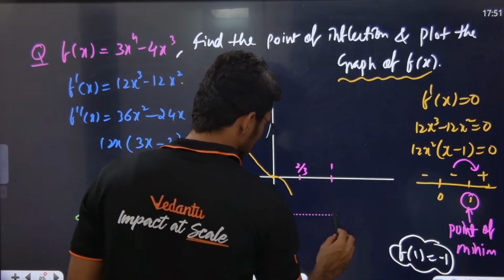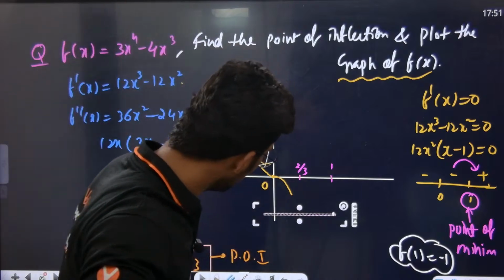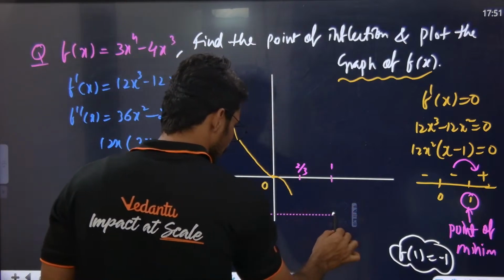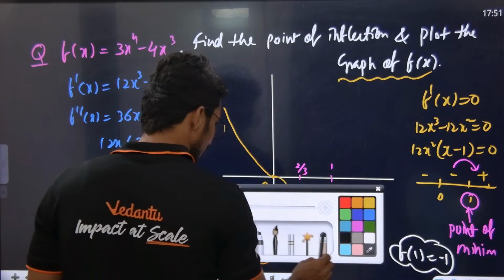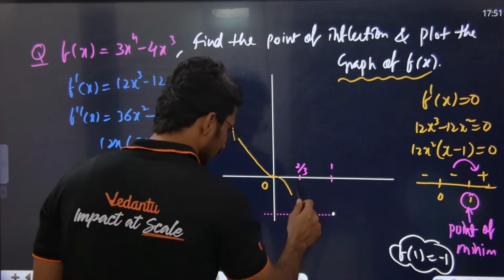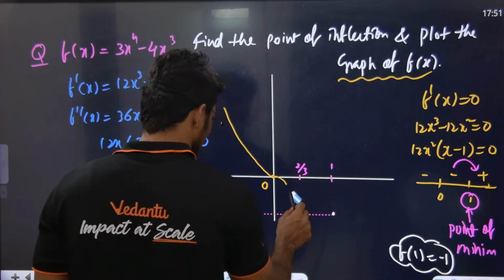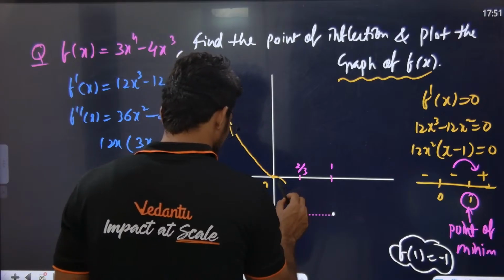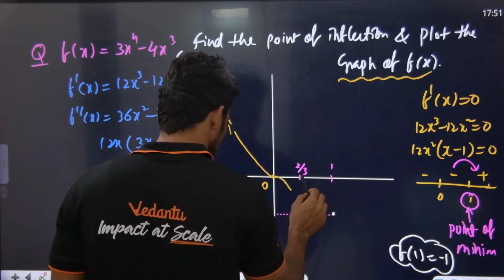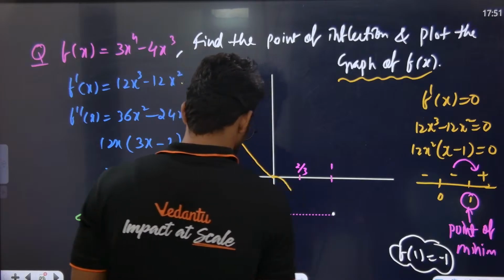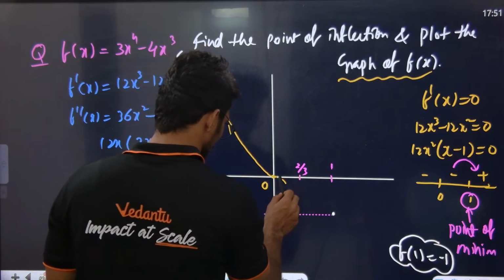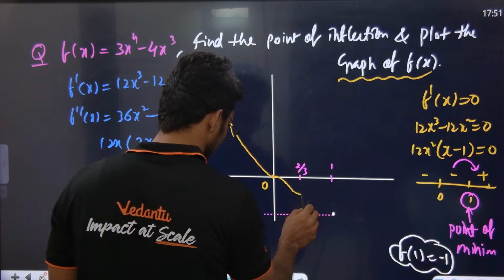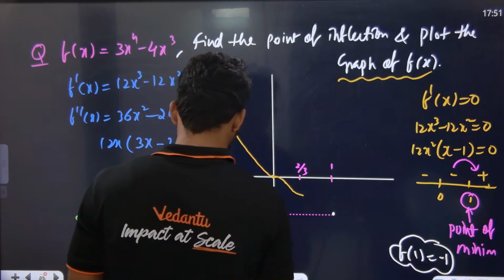See, the logic is super. Now at 1 the graph value is minus 1, so this is the minimum value. The graph will not go below this. Again the graph will be something like this, and near 2 by 3 the graph changes again.